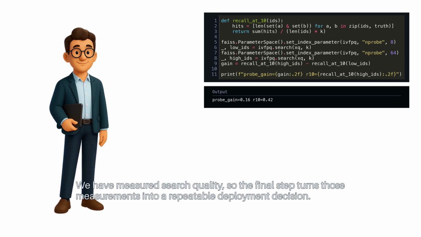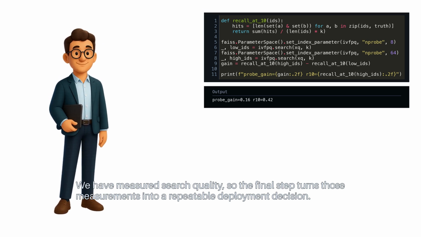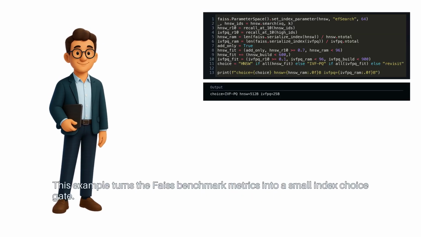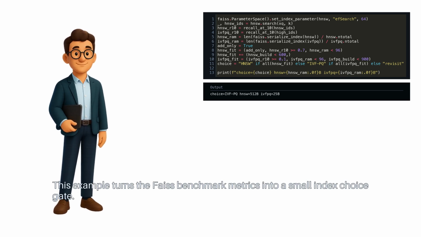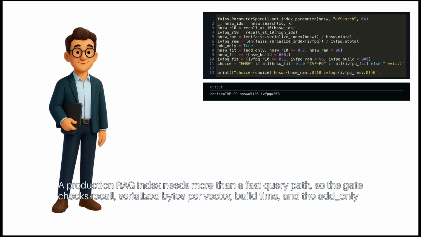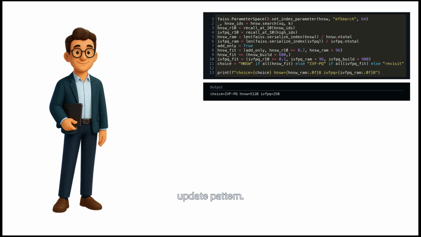We have measured search quality, so the final step turns those measurements into a repeatable deployment decision. This example turns the Faiss benchmark metrics into a small index choice gate. A production RAG index needs more than a fast query path, so the gate checks recall, serialized bytes per vector, build time, and the add-only update pattern.